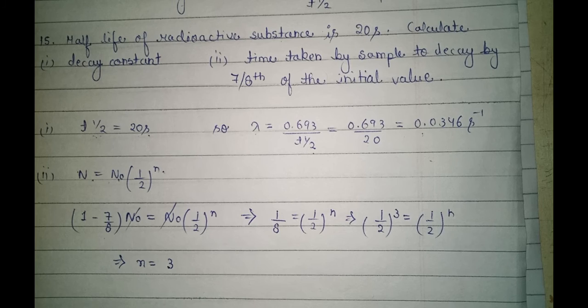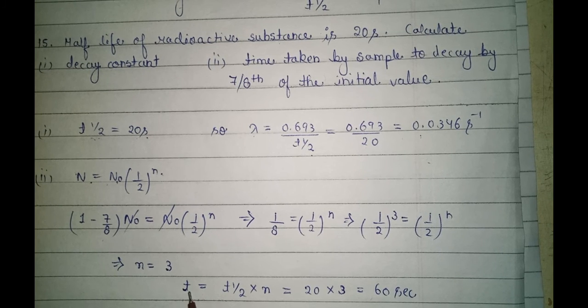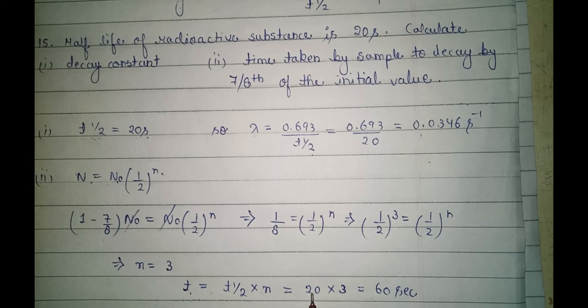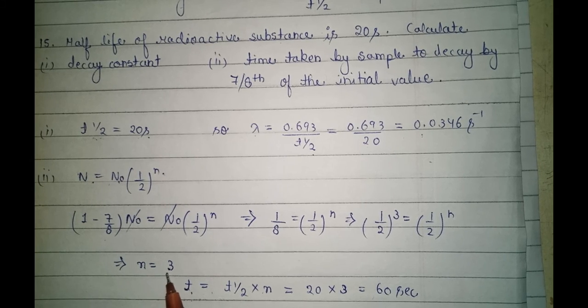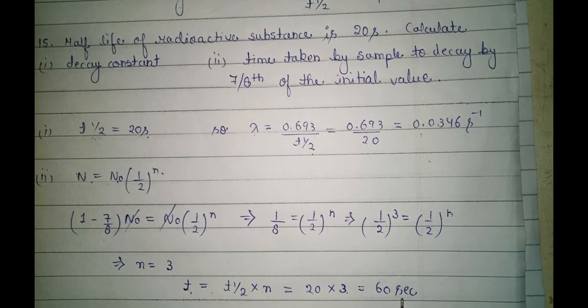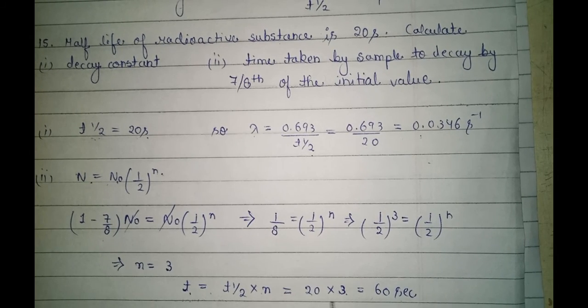Now we can calculate the time. We know that the total time is equal to T half into the number of half-lives, where T half is 20 seconds and the number of half-lives is 3. So we get 60 seconds or 1 minute as the total time in which the sample will decay by 7/8 of its initial value.